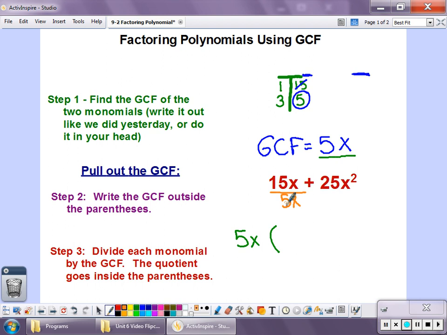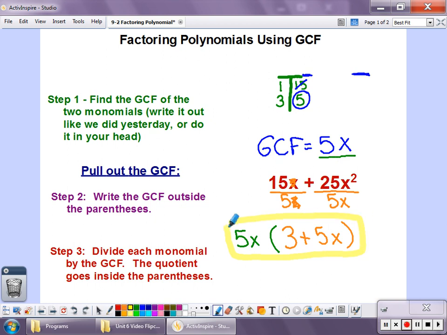So 15 divided by 5 is 3. My x divided by x will cancel out, so there are no variables there. Then I'm going to do the same thing for my 25. I'm going to divide it by my GCF. 25 divided by 5 gives me 5. X squared divided by x will leave me with 1 x. And that is the factored form of this polynomial.